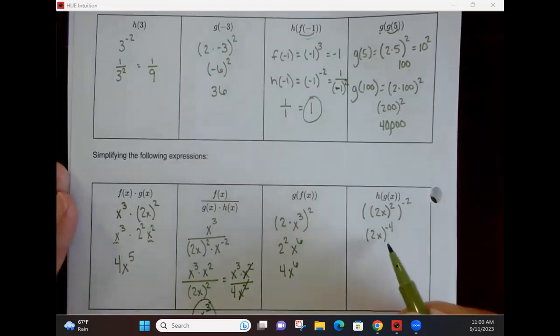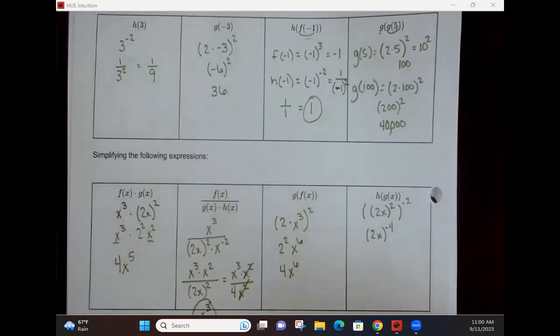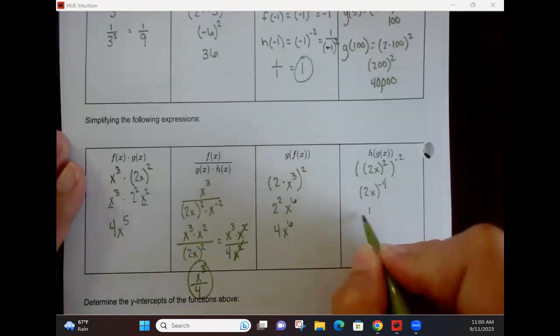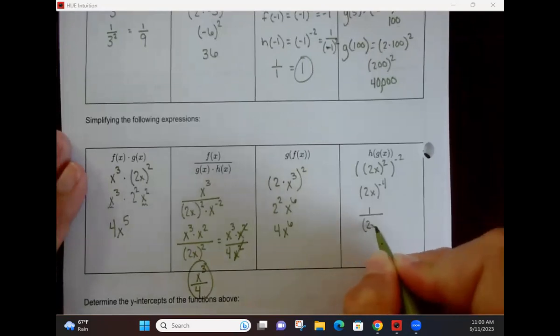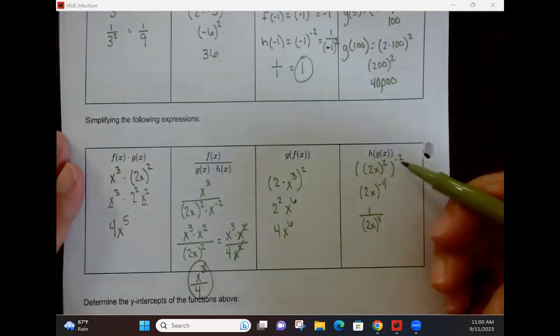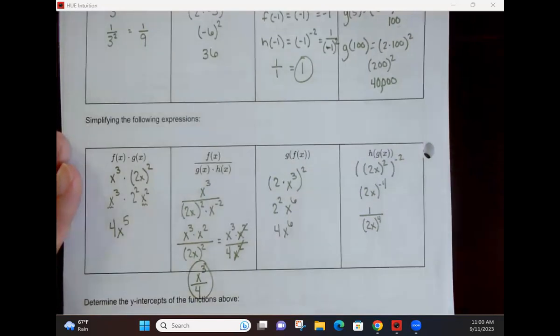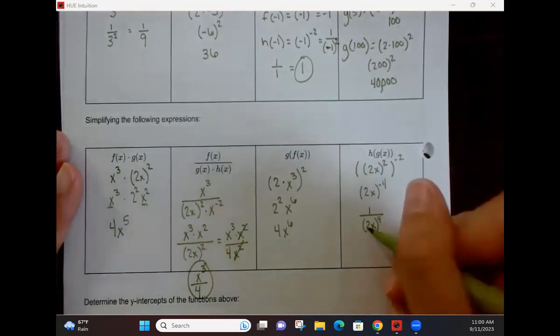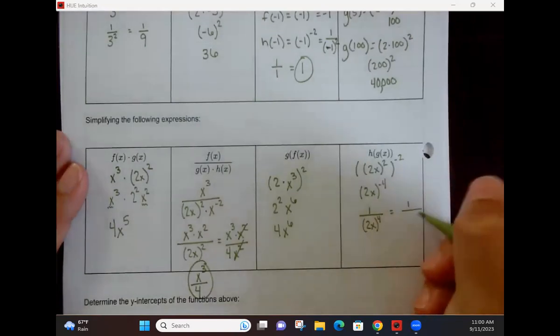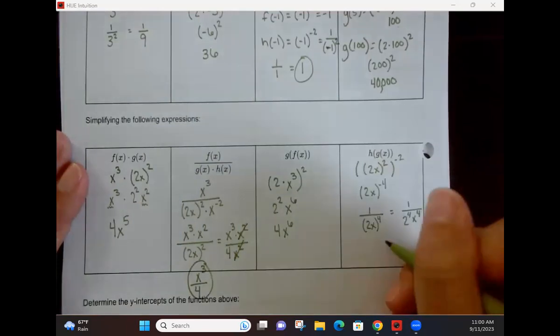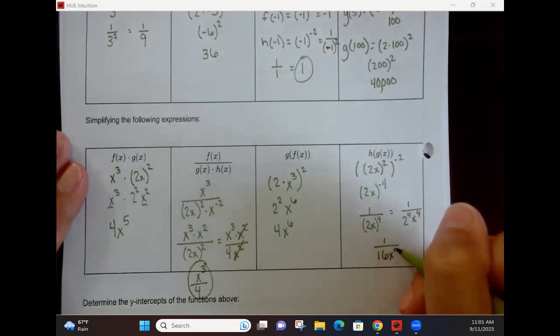And then what does that negative exponent tell me to do? Flip it, right? Take the reciprocal. So this would be 1 over 2x all to the fourth power. I could have also flipped this at the beginning. That would have been fine too. Just would have still had those double exponents. And then I'm going to distribute this power through. So this would be 1 over 2 to the fourth, x to the fourth. 2 to the fourth is 16. So this would be 1 over 16x to the fourth.